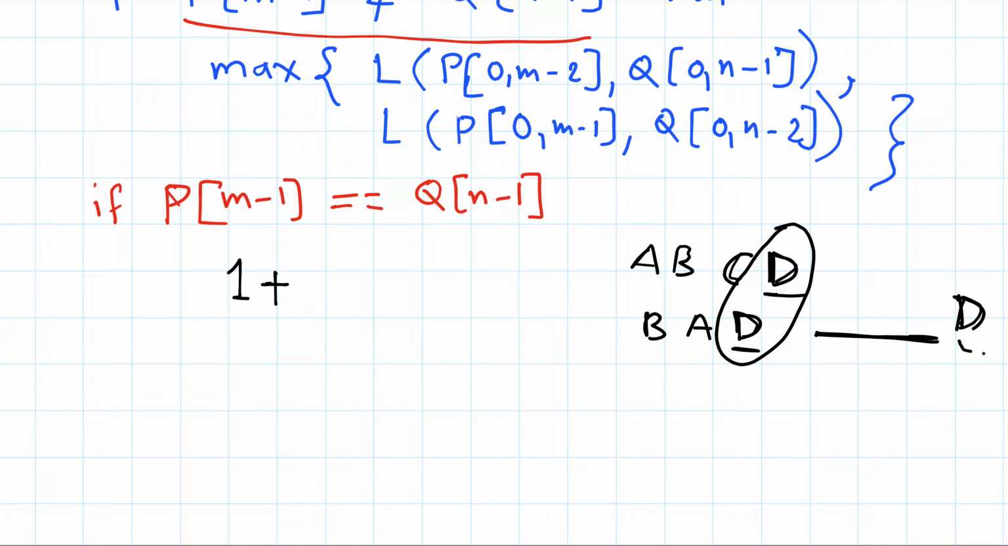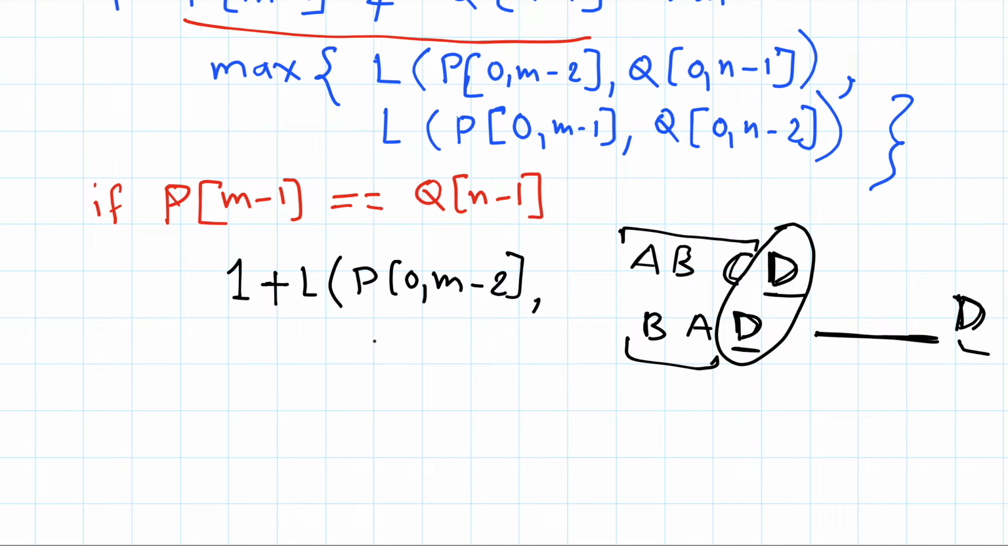So we have one character in the subsequence and we are left with this part of P and this part of Q. So we subtract 1 from both P and Q. So it will be 1 plus L of P[0 to m minus 2], Q[0 to n minus 2]. So these are the two cases.